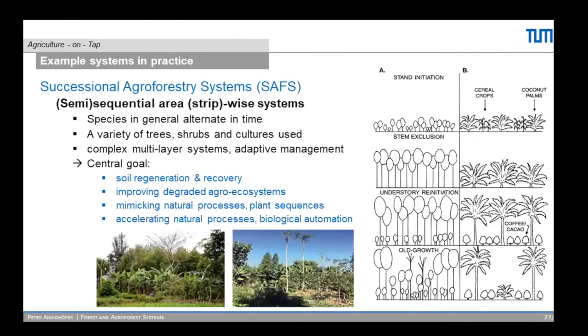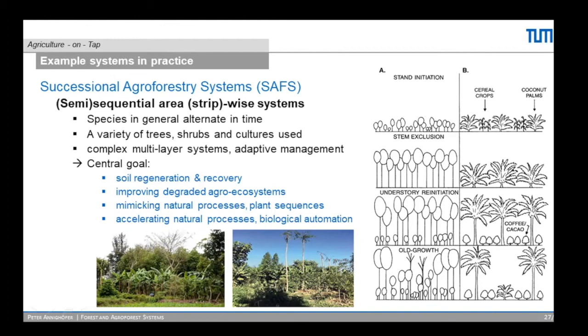And then I think the last system I want to present in more detail, this would be the successional agroforestry systems. This is a management form that has been adapted from the indigenous management forms in South America as a system which also is semi-sequential over time, so where single components replace one another over time and also alternate in time. And the way these are mixed with one another strongly depends on the components that can be found in these systems.